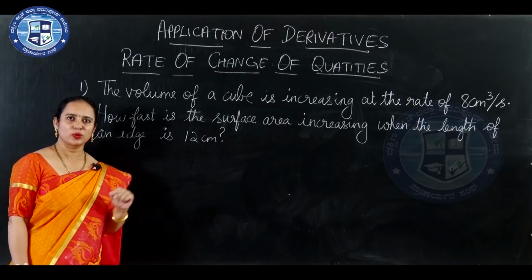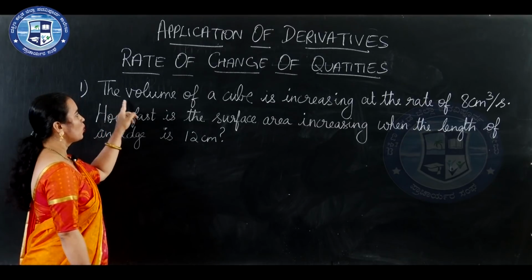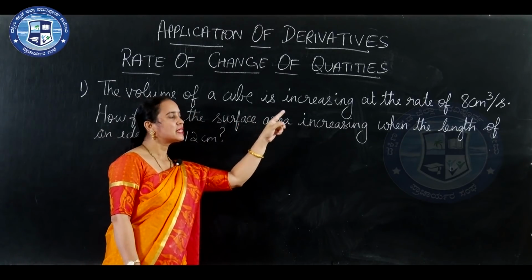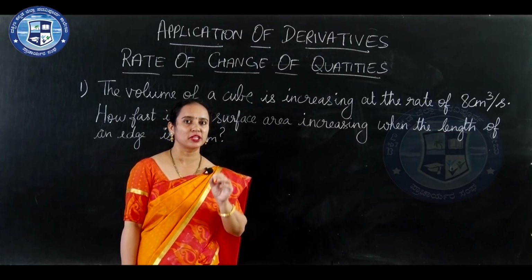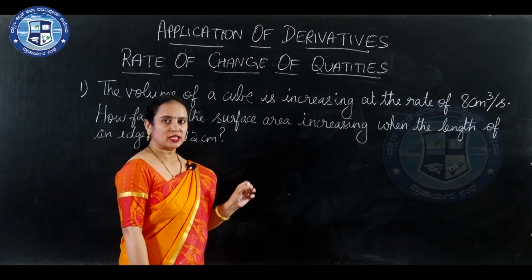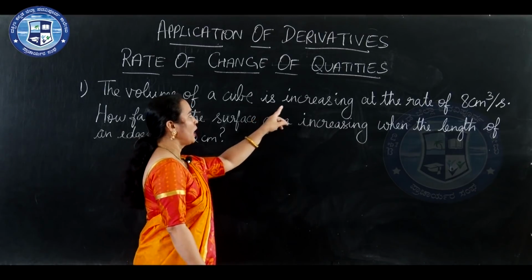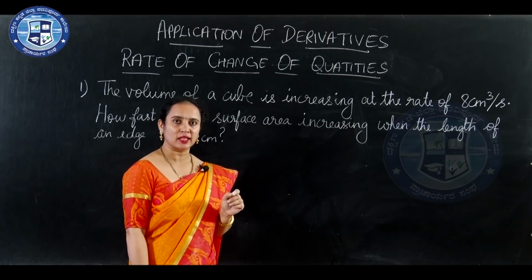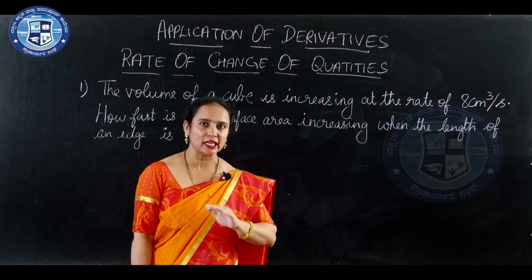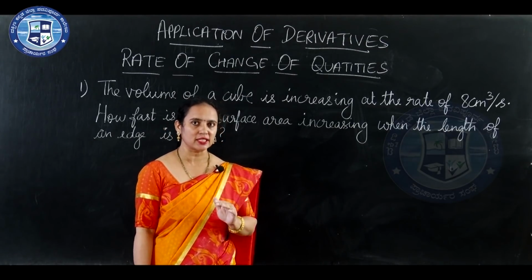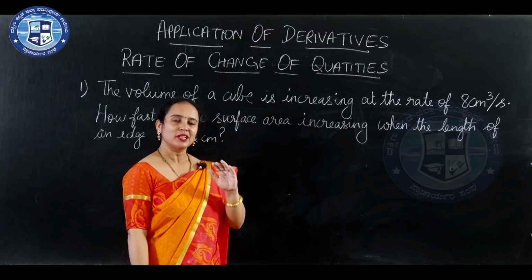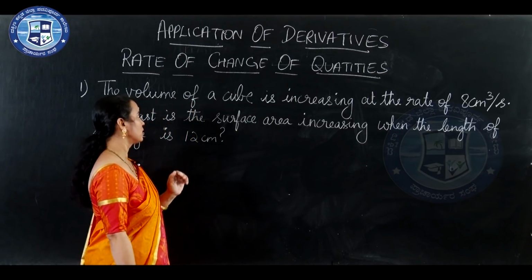Let us have a look at the first problem. The volume of a cube is increasing at the rate of 8 centimeter cube per second. Before we start the problem, have a look at this word increasing. Whenever the change increases, it will be positive. If the change decreases, it will be negative. So, let us keep this in mind and start the problem.